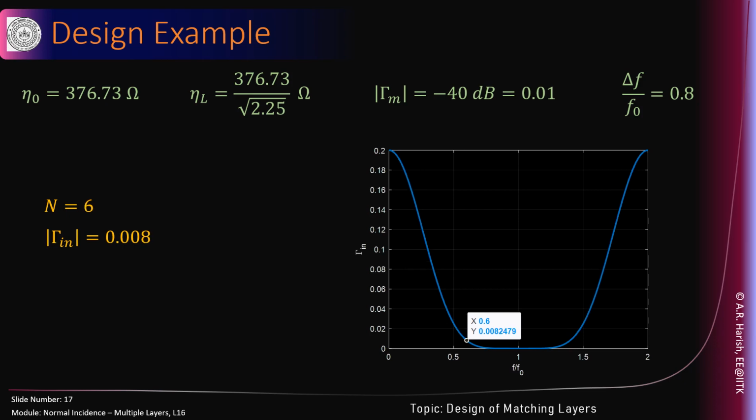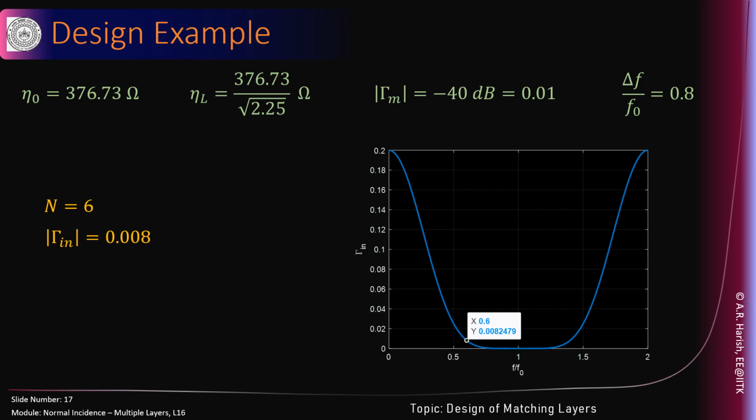Now we'll choose n equal to 6. And we get gamma in as 0.008247. I ignore the decimal places, no need for that many significant figures. Happy with 0.008. It meets the specification.